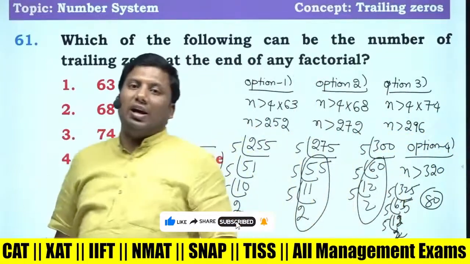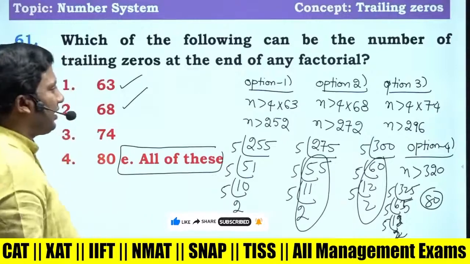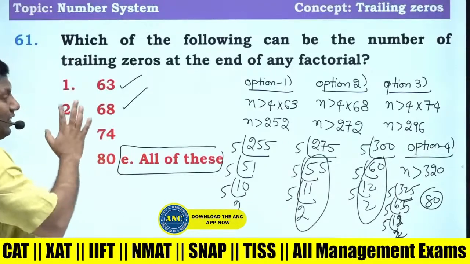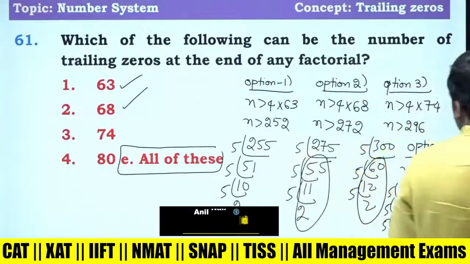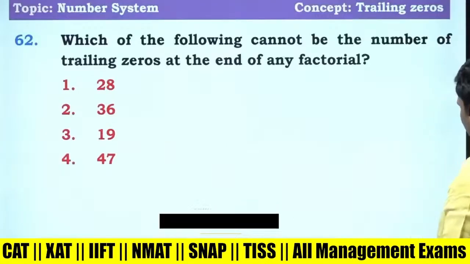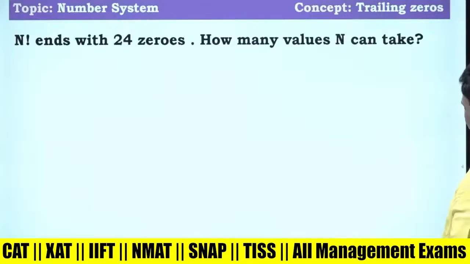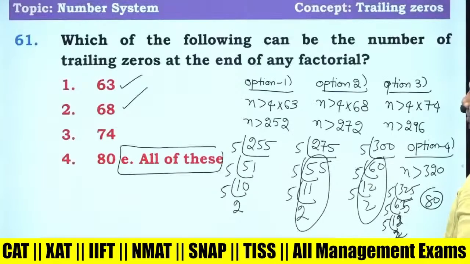If N factorial ends with x zeros, then the relationship between N and x is N is greater than 4x. Any other question? Now, we are at 61, right?